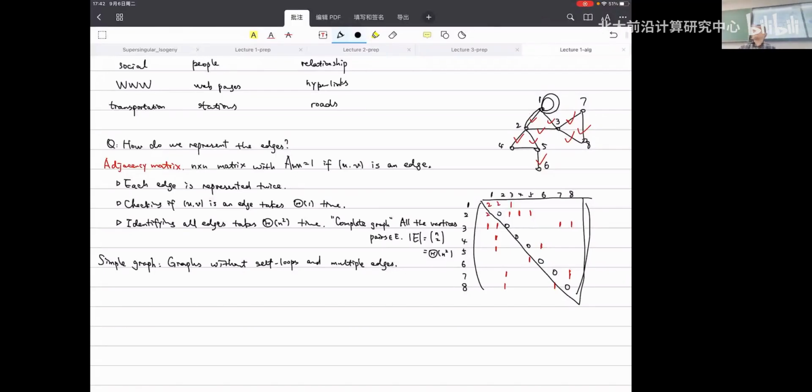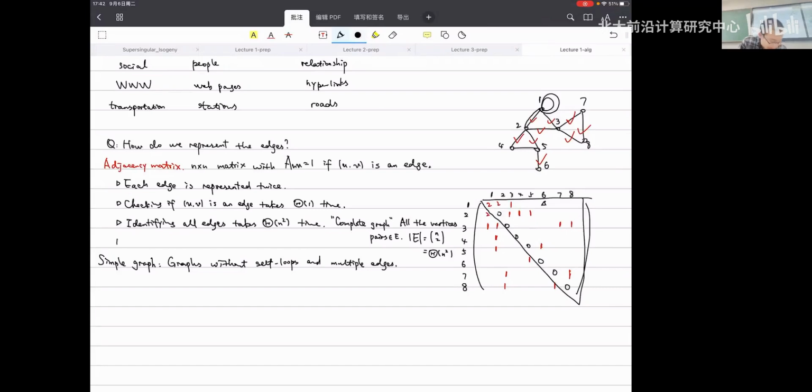I mean, you look at the entries in this triangle, you check all the entries, and you get this graph. But if you don't check an entry, you actually don't know whether there is an edge between vertex 1 and 6. So that's the reason why I'm saying that identifying all edges takes Theta(n squared) time, and this can actually be worse than the total number of edges m here, which is not something so good.